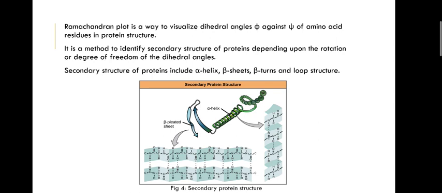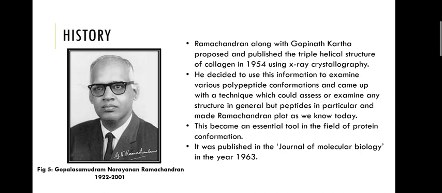Ramachandran plot is a way to visualize dihedral angles of phi against psi of amino acid residues in a protein structure. It is a method to identify the protein secondary structures like alpha helix, beta sheets, beta turns, and loop structures based upon the rotation or degree of freedom of these dihedral angles.